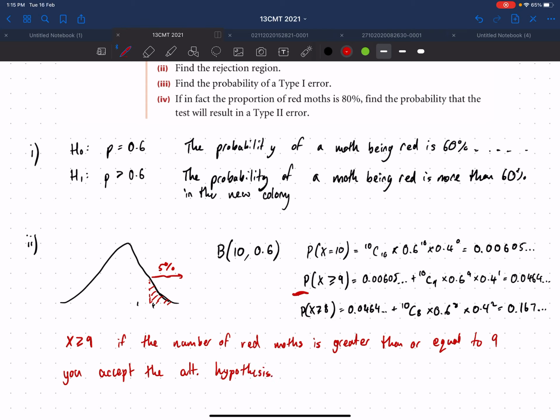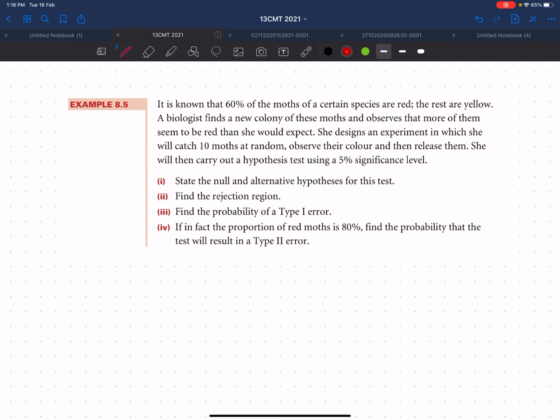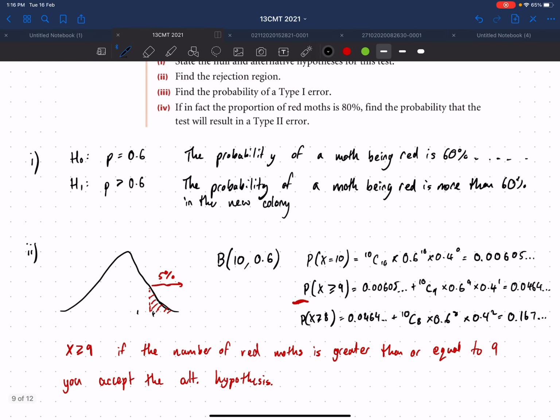Okay, so that's part 2, finding our rejection region. The next, part 3, says find the probability of a type 1 error. Remember what a type 1 error is: you've accidentally accepted your alternative hypothesis when you should have accepted your null hypothesis. That only happens when you land within that crit region here. And you've already worked out the probability of this happening by finding that crit value. So the probability of that happening is 0.0464.